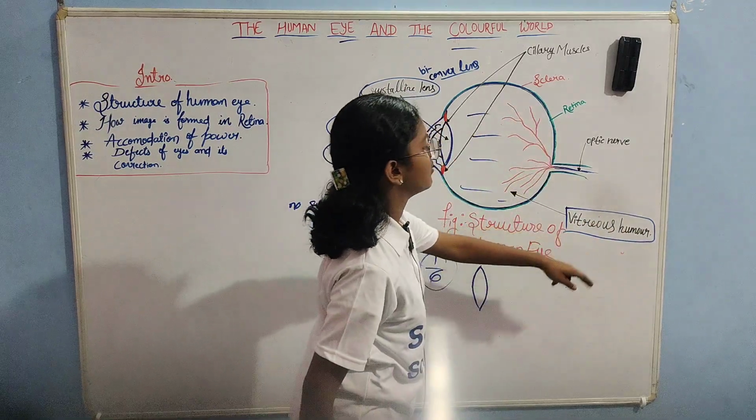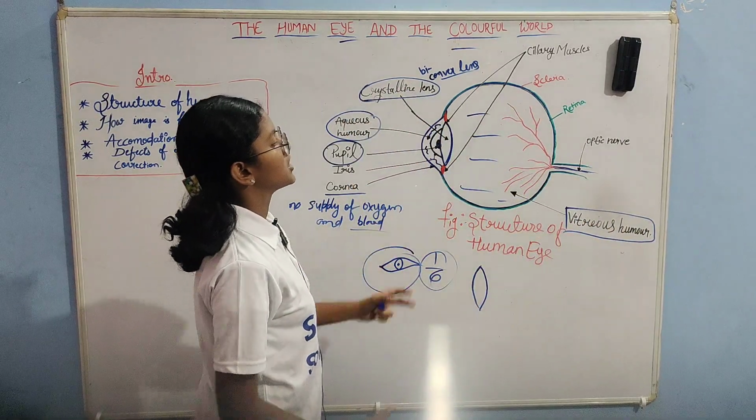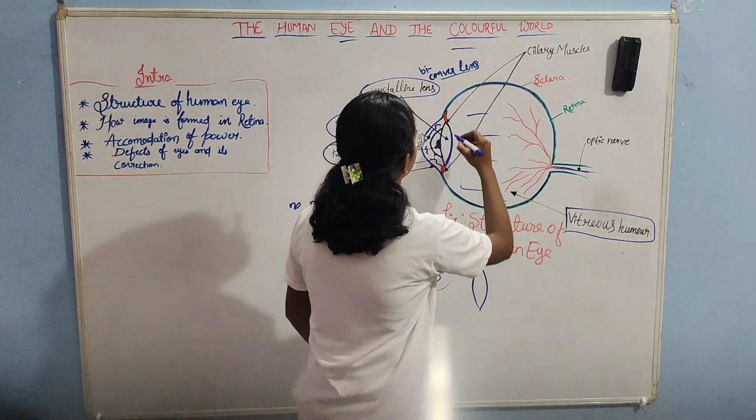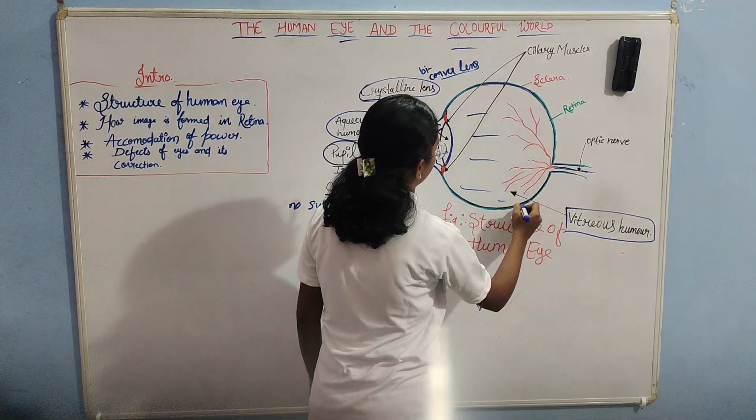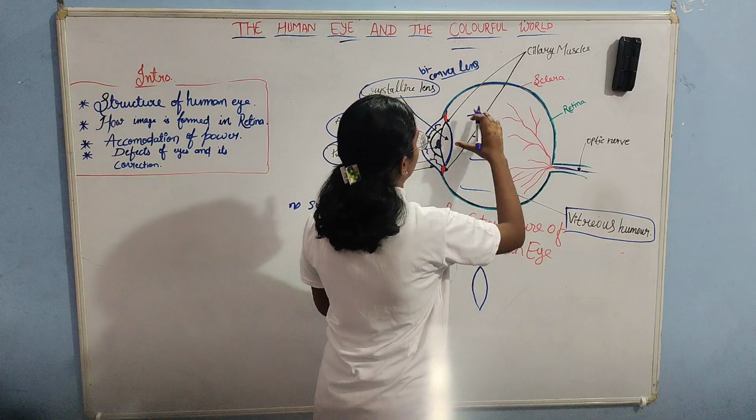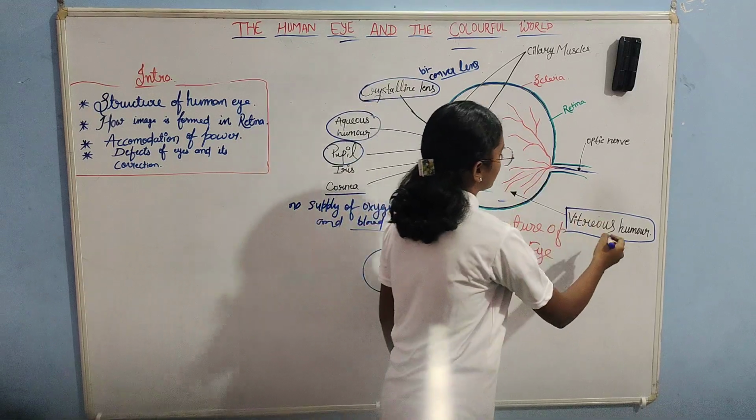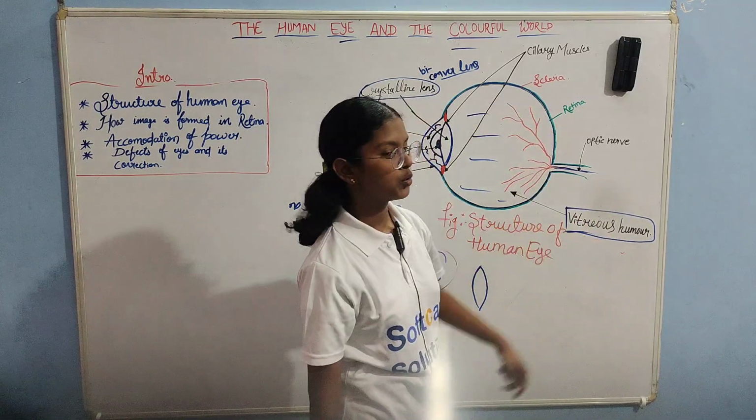What is the function of that vitreous humor? It gives shape to our eye. You know the eye is almost spherical in shape. So to maintain this shape, there is a liquid present that is called vitreous humor.